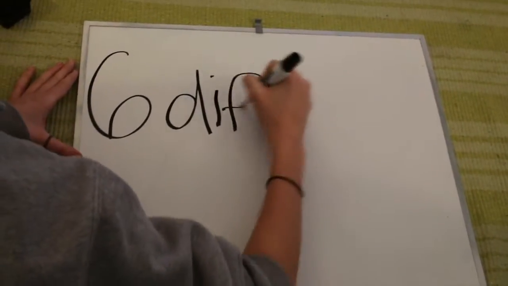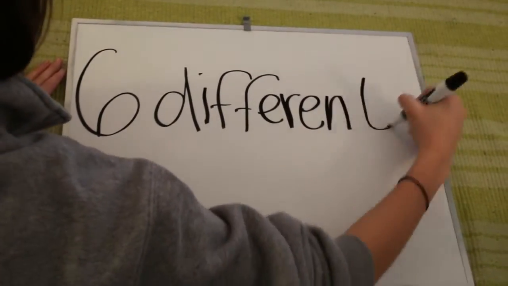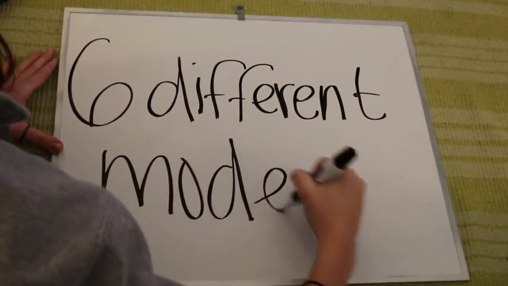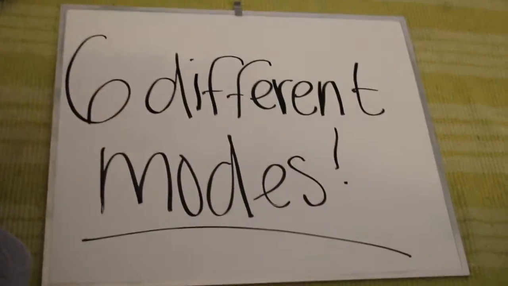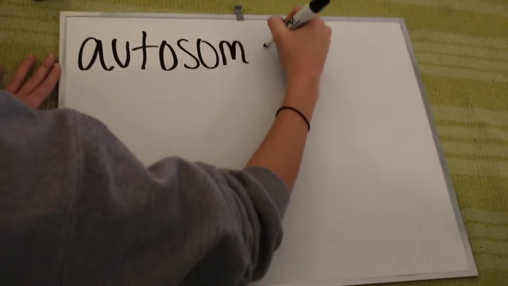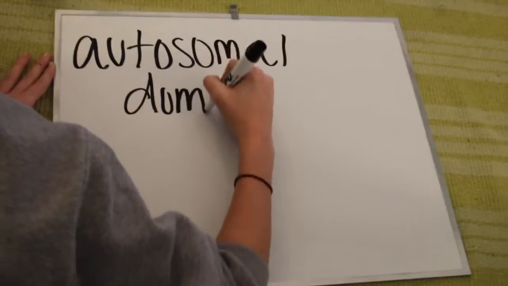We are going to talk about 4 different modes of inheritance that are commonly seen on a pedigree. And additionally, we are going to touch on mitochondrial inheritance and multifactorial inheritance. First, we will be looking at autosomal dominant traits.